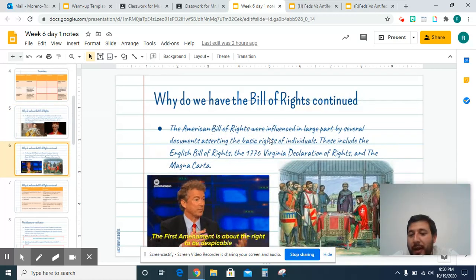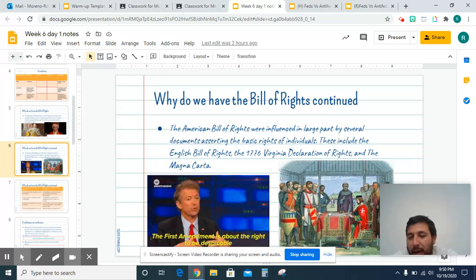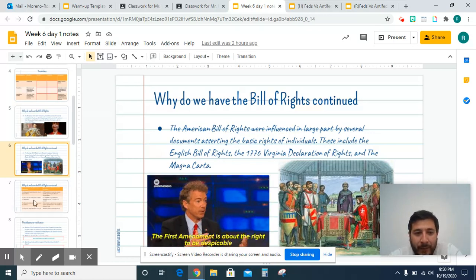The Bill of Rights that we have is partially based on several documents: the English Bill of Rights, the Virginia Declaration of Rights, and the Magna Carta. The Magna Carta is an old document giving rights to rich people called nobles, but it's kind of expanding the rights to more and more people. Then they have the English Bill of Rights, and then the Virginia Declaration of Rights. But basically, all of them list rights that people have, that the government can take away.